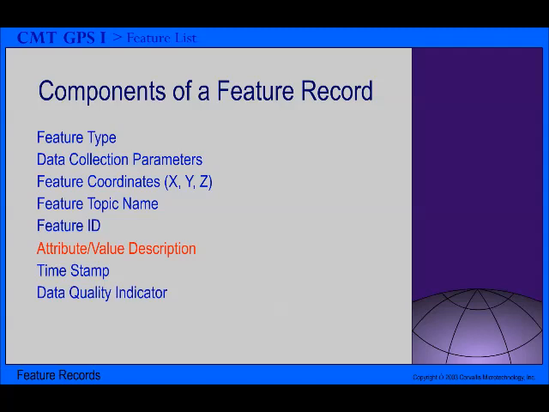When you transfer the collected data to your PC, the CMT PC software will be able to display the position of the feature on the map, as well as the associated descriptive information and data collection parameters.